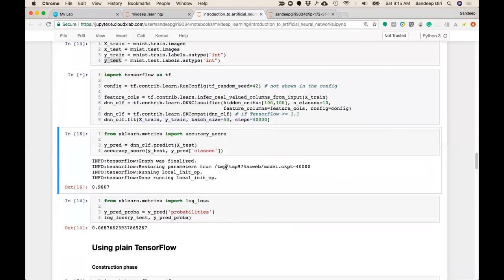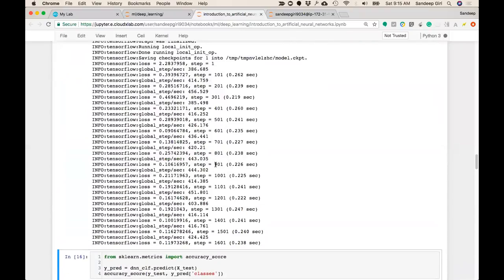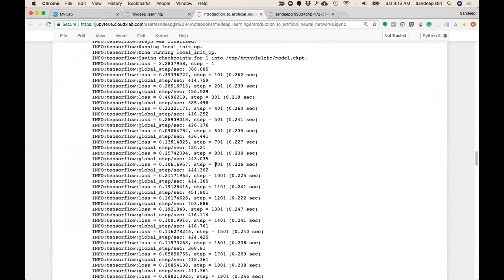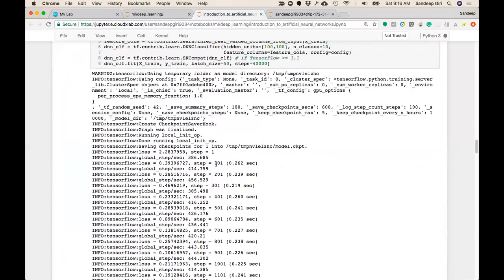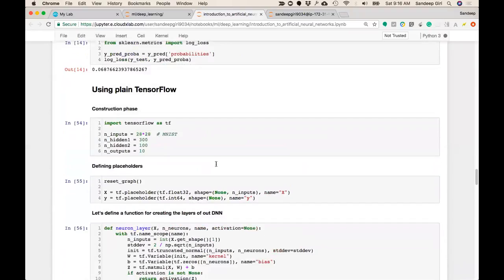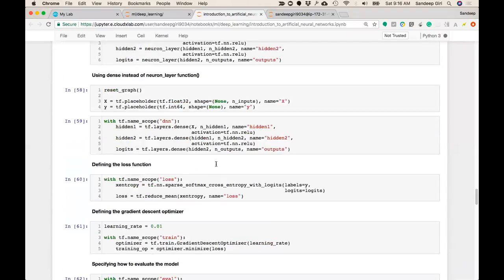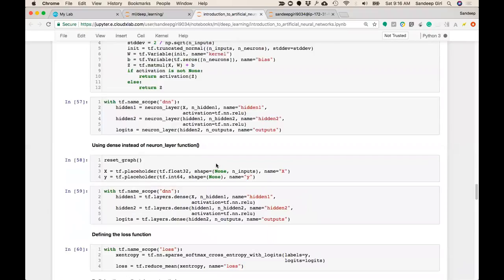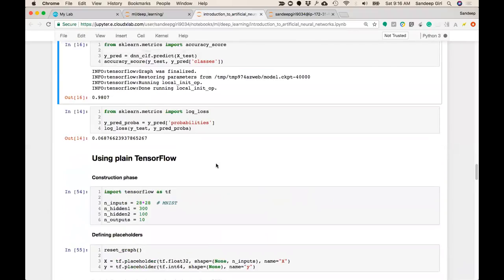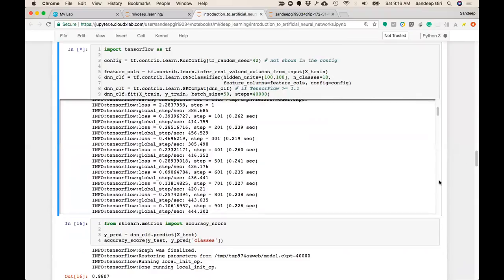So let it be trained. It is going to take some time. How many steps? Yeah, it is going to go up to 40,000 steps, so it's going to take quite a lot of time. Here it's still training.